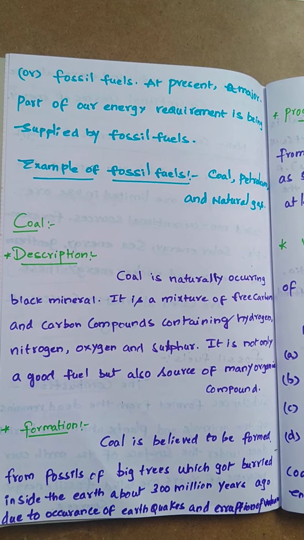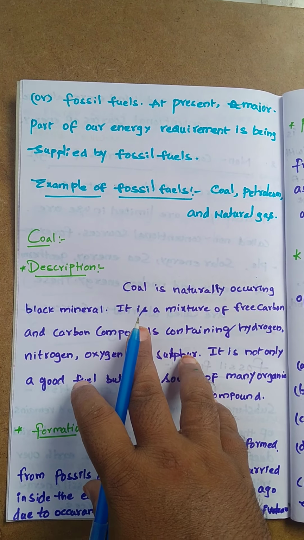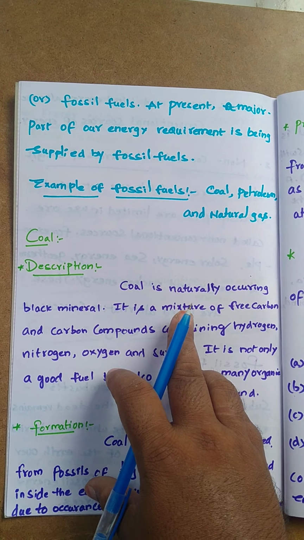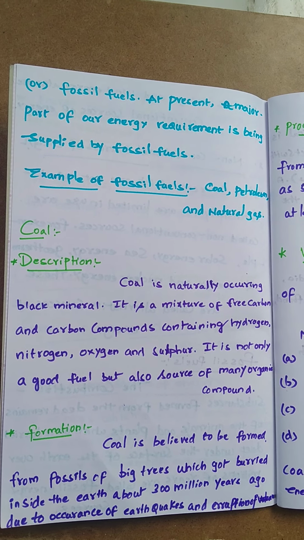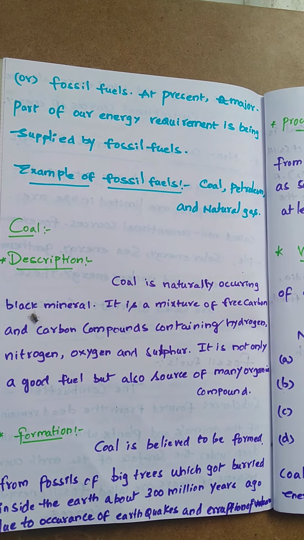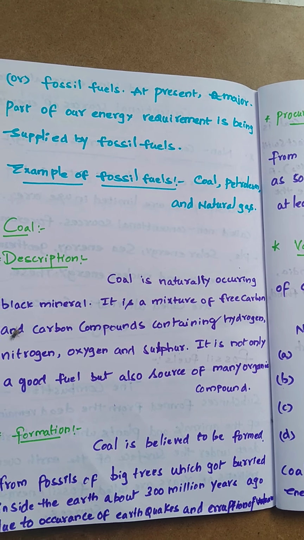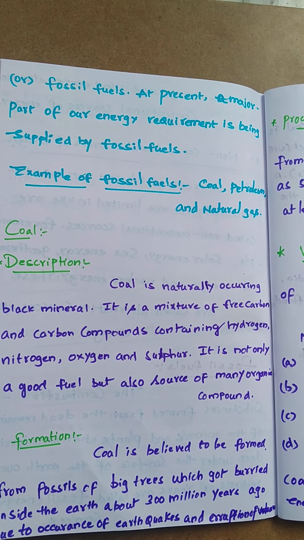See, the description of coal: coal is a naturally occurring black mineral. It is a mixture of free carbon and carbon compounds containing hydrogen, nitrogen, oxygen, and sulfur. So it is not only a good fuel but also a source of many organic compounds, right?